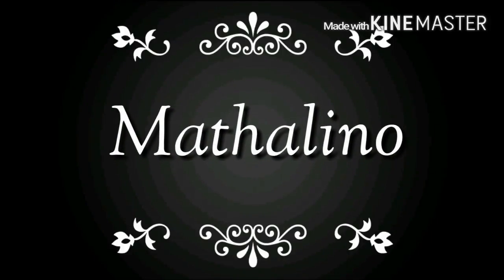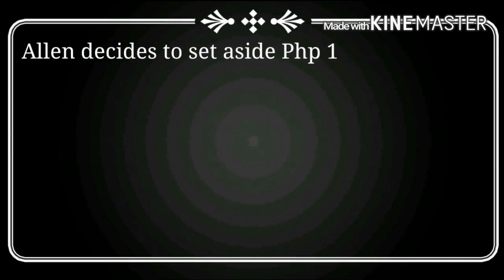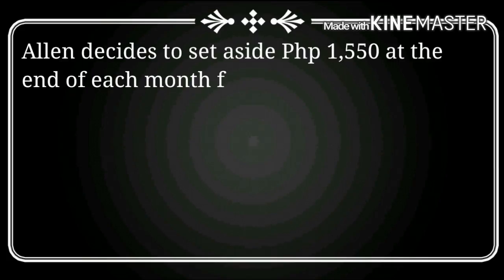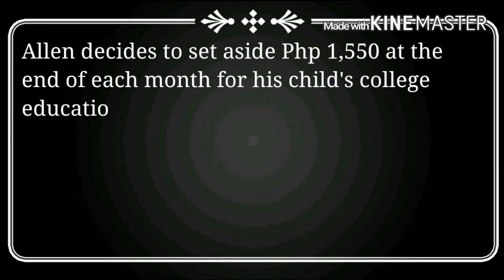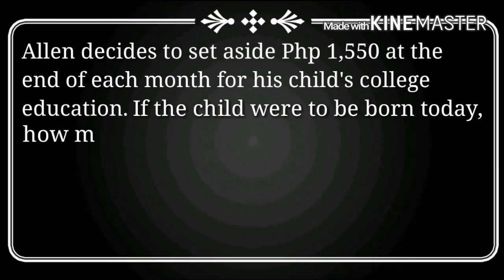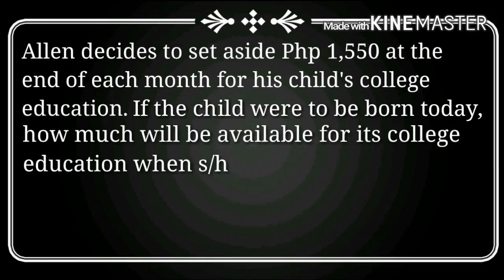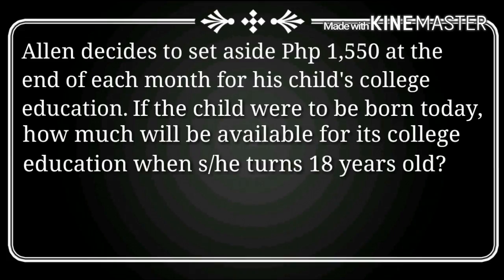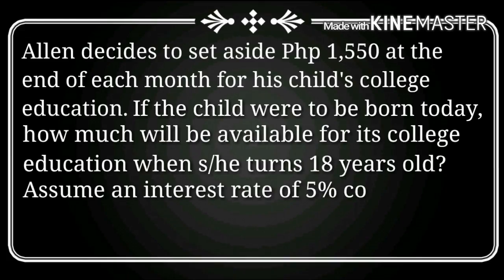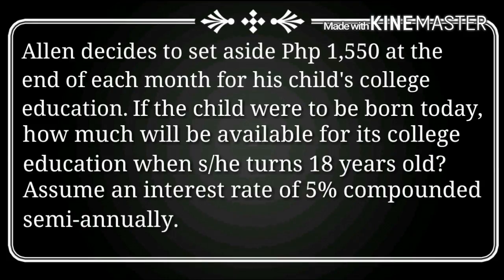I will solve problem number 2 that's given by our Matalino expert. So here is the problem. Alan decided to set aside $1,500 at the end of each month for his child's college education. If the child were to be born today, how much will be available for college education when she or he turns 18 years old? Assume an interest rate of 5% compounded semi-annually.